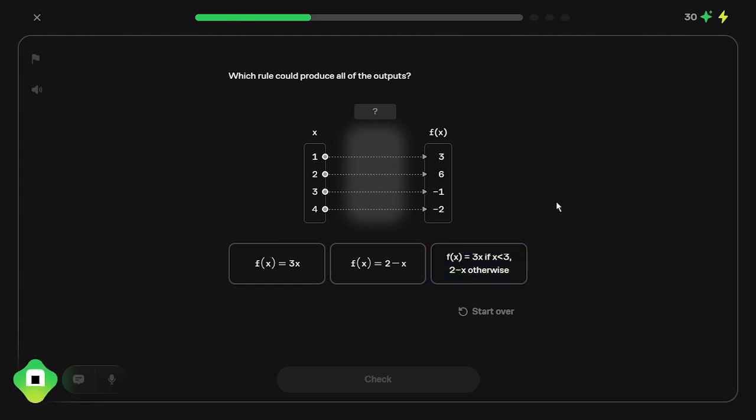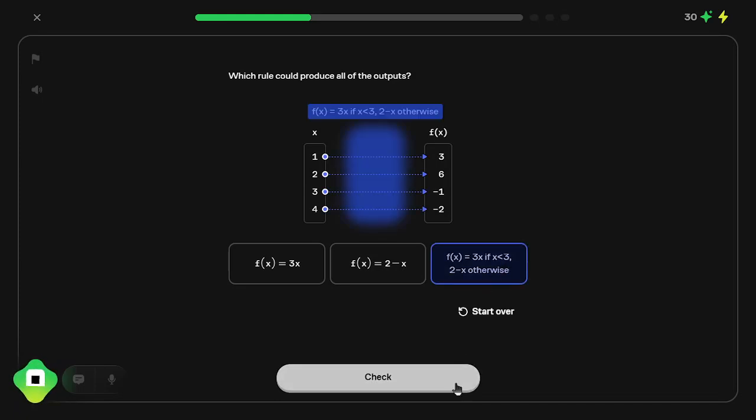Okay. I see a very long answer. I need to read first. f of x equals 3x if x is less than 3, 2 minus x otherwise. Okay. So 3x, yep. But this is not 3x if x is less than 3. So 2 minus, oh wait, it makes very big sense.